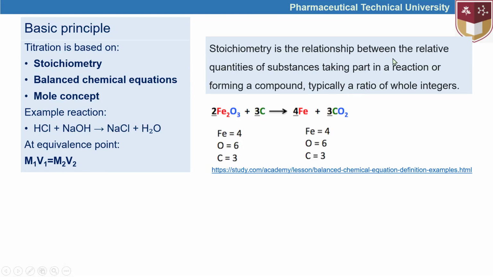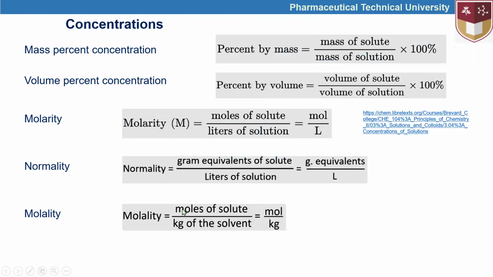The stoichiometric relationship is between the relative quantities of substances taking part in a reaction forming a compound, typically a ratio of integers. In this example, the reaction takes place between iron(III) oxide and carbon, forming iron plus carbon dioxide. Here we can see stoichiometric calculations in a ratio of 2 to 3 and 4 to 3 after the reaction.